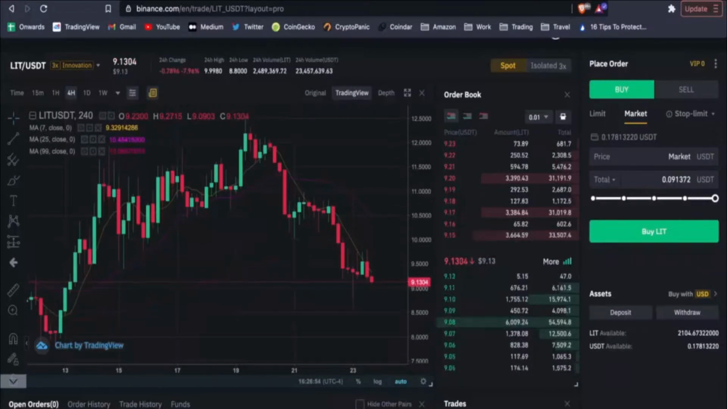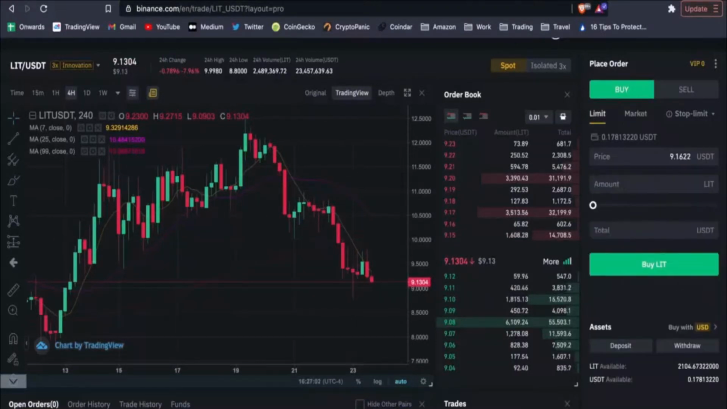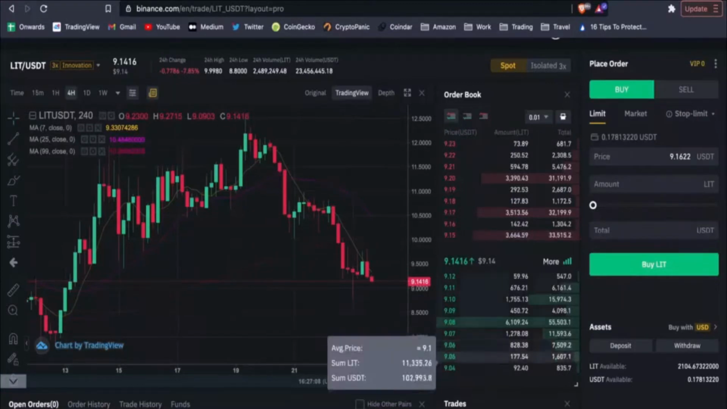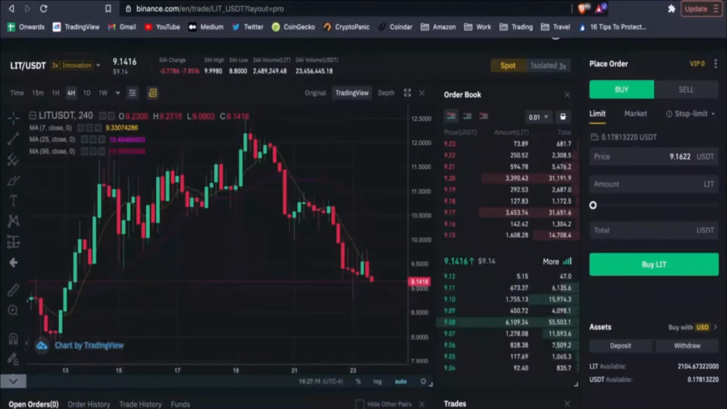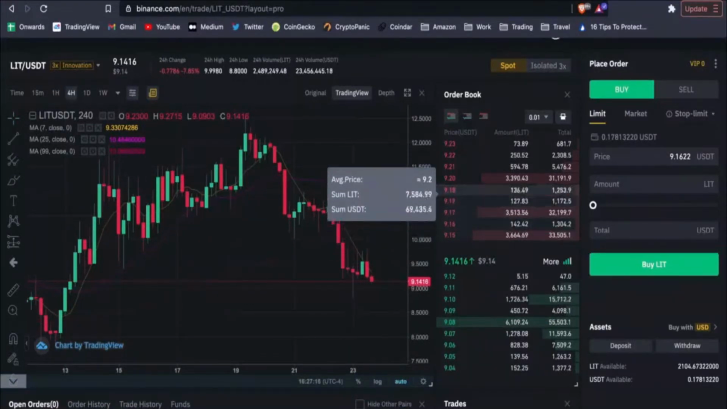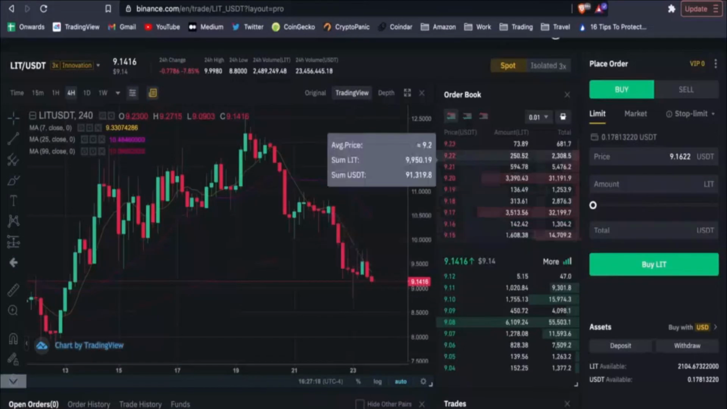Now, if you're managing your risk more, or you're charting different setups that you're maybe looking for or waiting for a certain price, you're going to want to look at limit orders. Okay, so this is to get a price or better. So it's to buy down here in the order book. You can see the price right here is 9.14 in the middle. These prices are above.